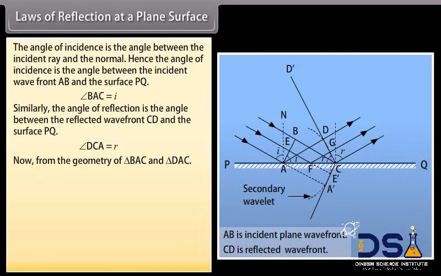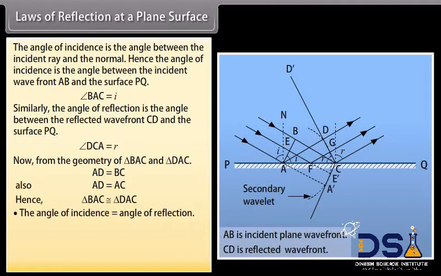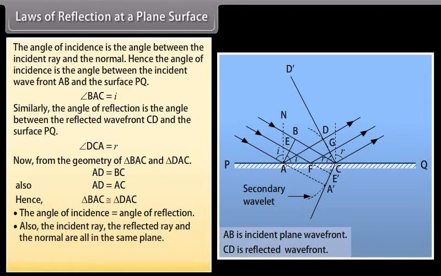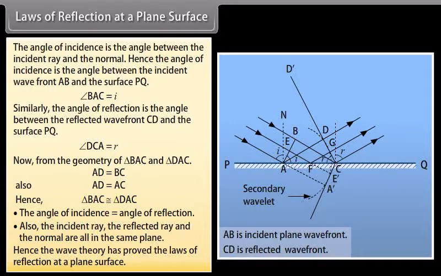Now, from the geometry of triangles BAC and DAC, AD is equal to BC and AD is equal to AC. We can say that these are congruent triangles. Hence, the angle of incidence is equal to the angle of reflection. Also, the incident ray, the reflected ray, and the normal are all in the same plane. Hence, the wave theory has proved the laws of reflection at a plane surface.